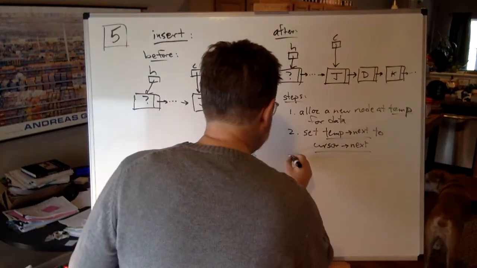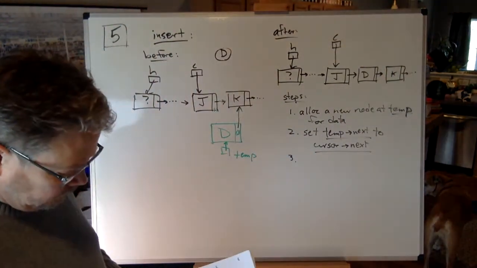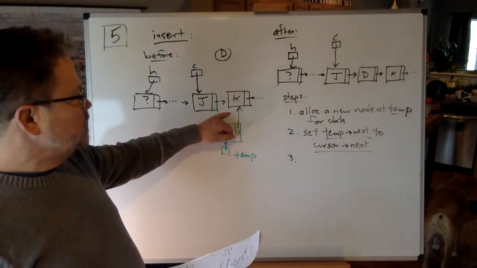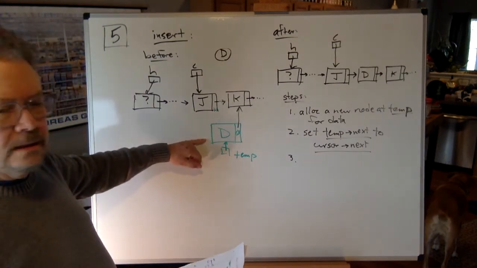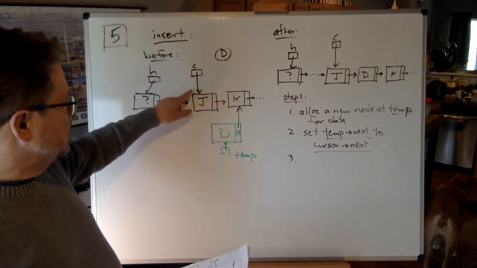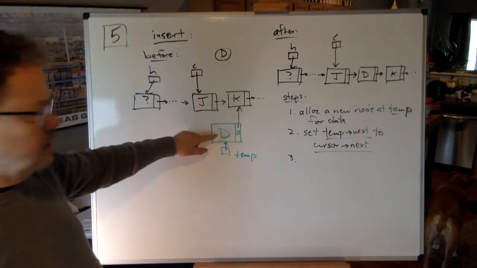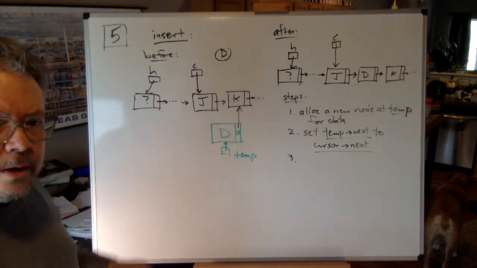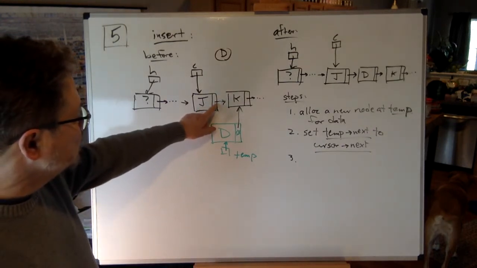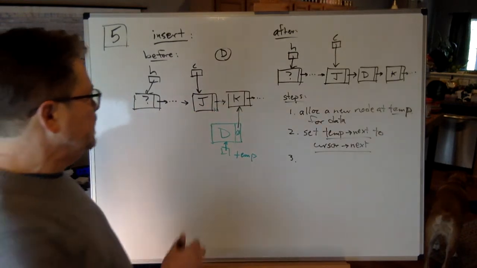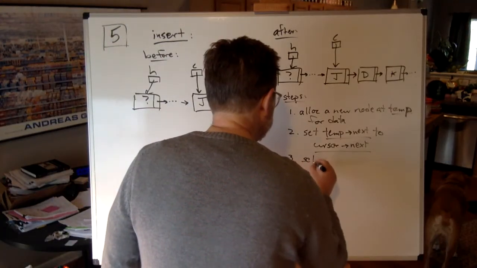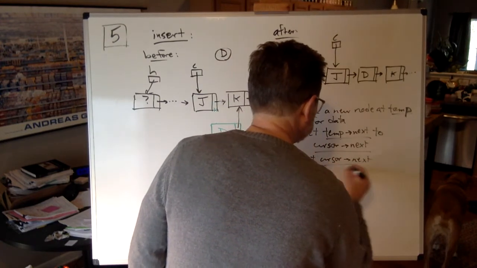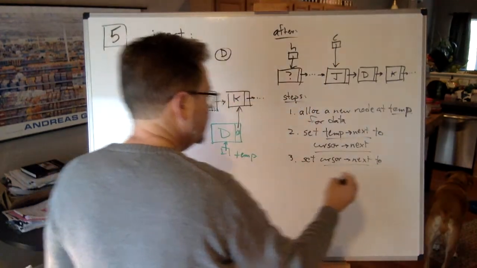Now what? Step 3. Well, D's hanging on to the rest of the list for us, but somebody's got to hang on to D. So we'll set cursor arrow next to temp. And then we'll have 2 pointers pointing at the node with D. We'll have our temporary pointer where we did our dynamic memory allocation, and we'll also now put D in this chain link of the linked list here. So set cursor arrow next to temp.